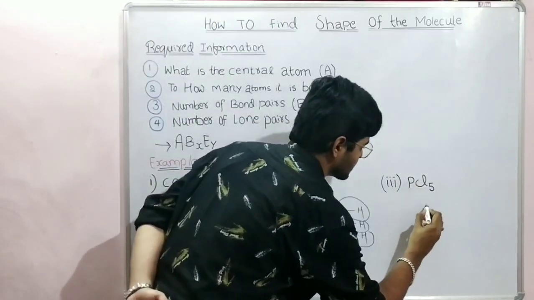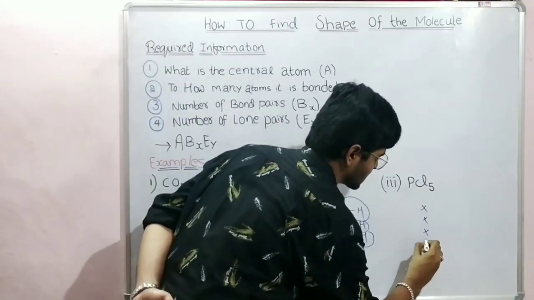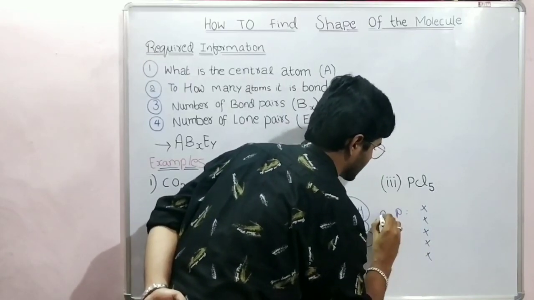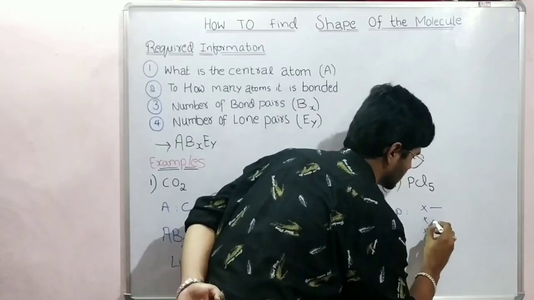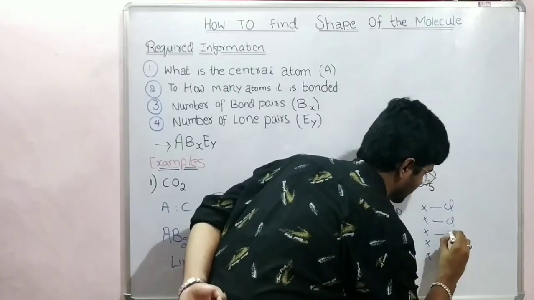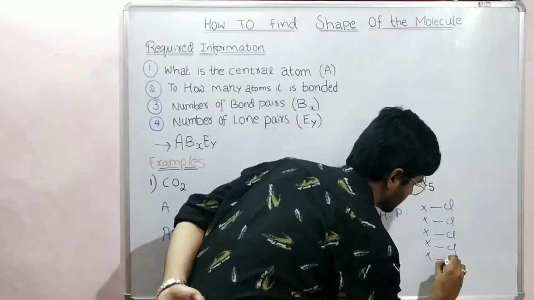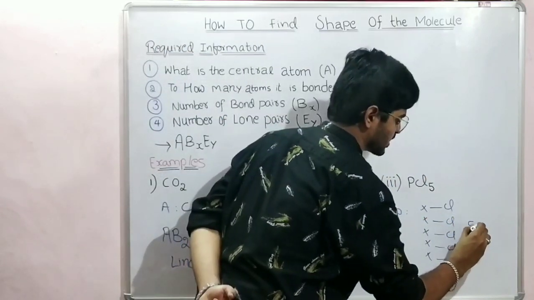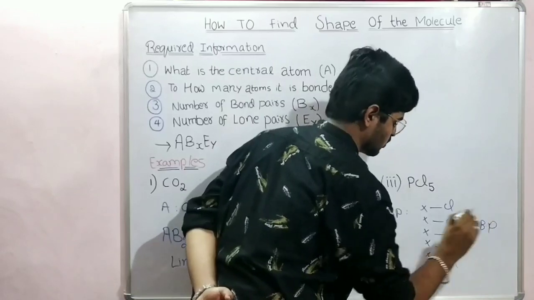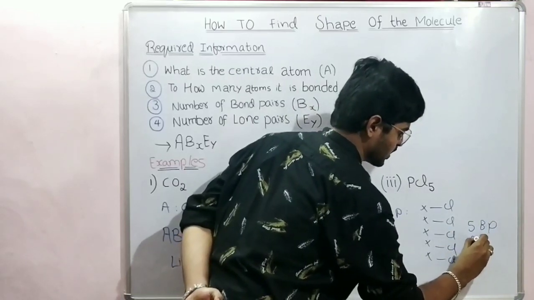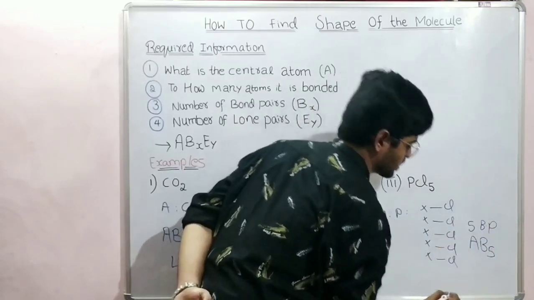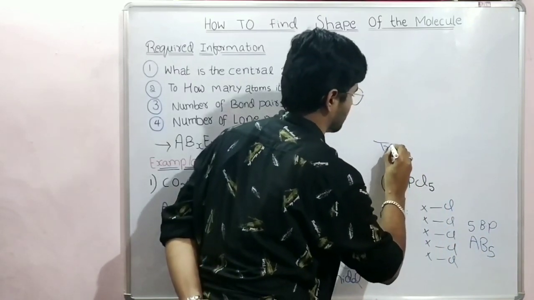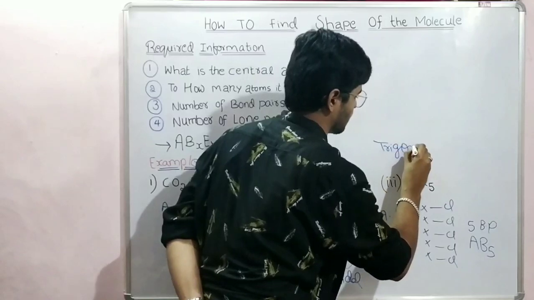And PCl5, same. Phosphorus has 5 electrons as its valency is 5. The central atom is phosphorus and it forms 5 bonds with chlorine. So therefore there are 5 bond pairs. Now central atom AB5. Its shape is trigonal bipyramidal.